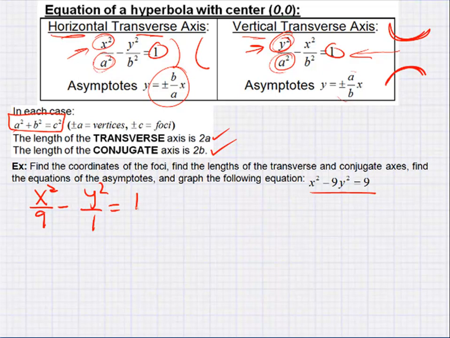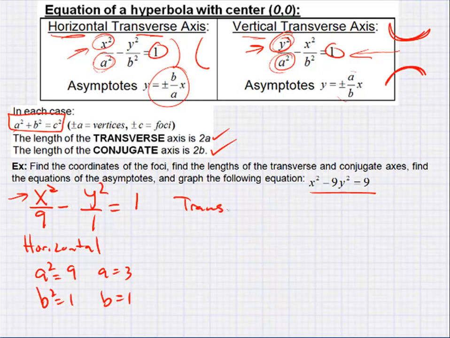Now, this is going to be a hyperbola. It's going to be a horizontal hyperbola because x is first. So that tells me that a squared equals 9 and b squared equals 1. So a equals 3 and b equals 1. So the transverse is 2a, so that's going to be 6. The conjugate is 2b, so that's going to be 2. Those are the lengths of the transverse and the conjugate axis.